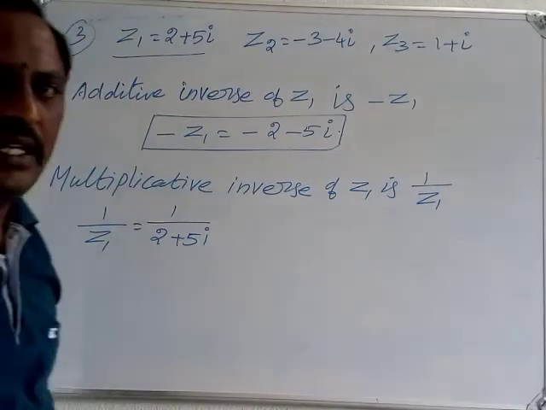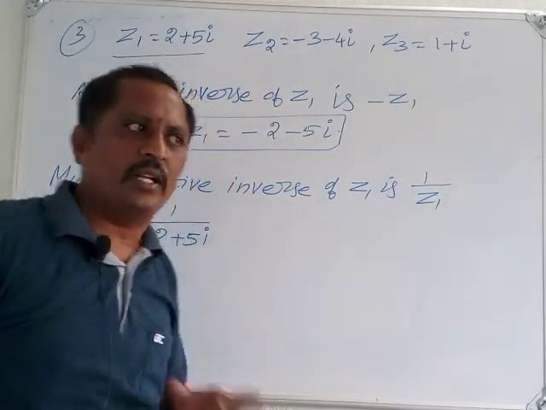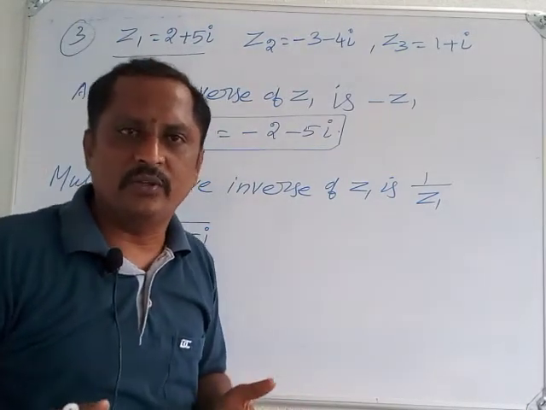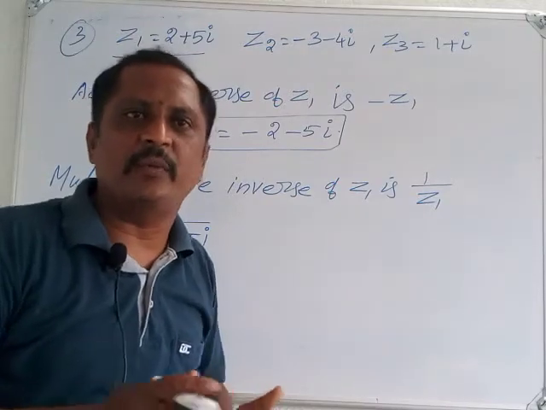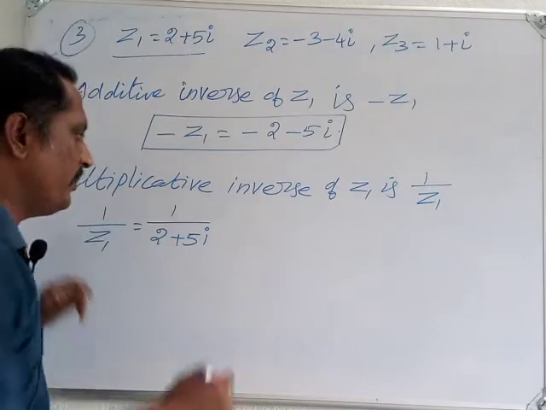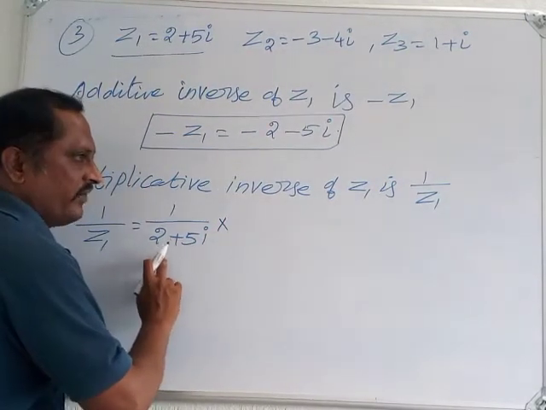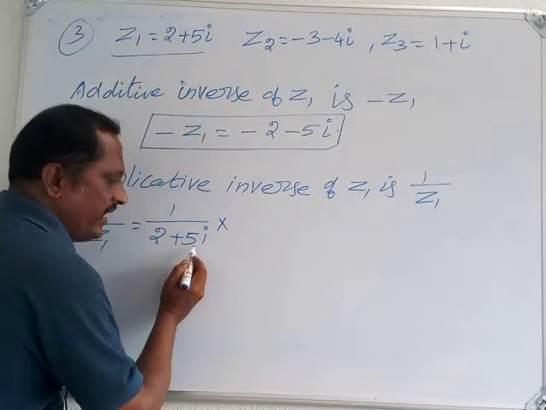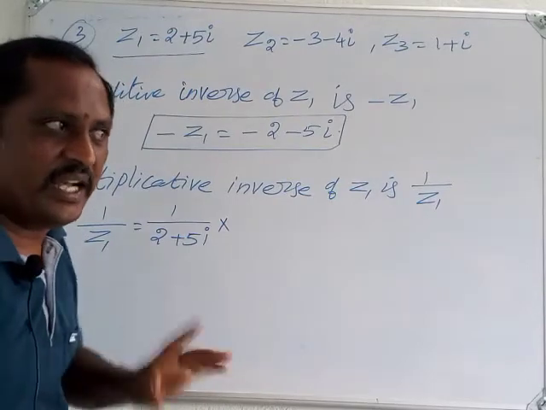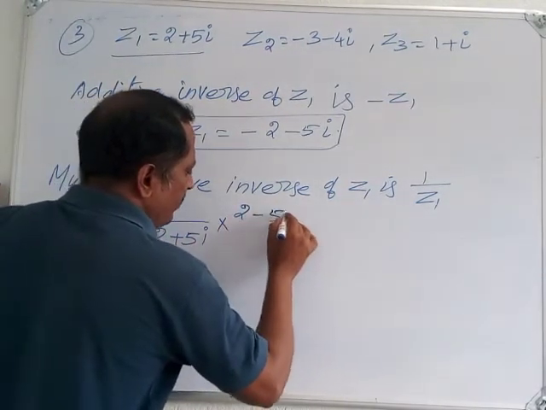This is not in rectangular form, so this complex number is converted into rectangular form. How to convert? Rectangular form means you have to separate the real and imaginary parts of the complex number. We cannot separate this one directly, so you have to multiply by the conjugate. What is the conjugate of this one? You have to change the sign of the imaginary part only, not the real part. So the conjugate of this one is 2 minus 5i.